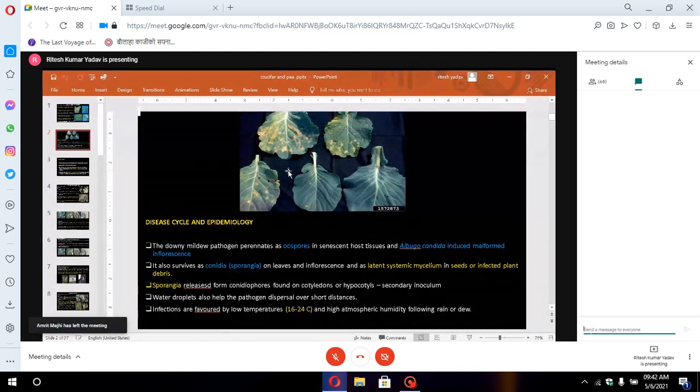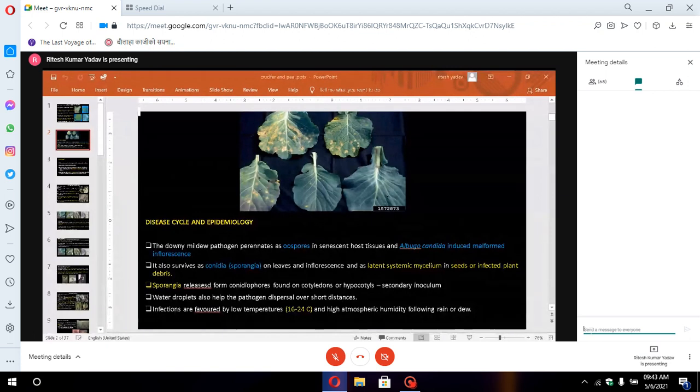They are the result of gametangial contact, and they can undergo dormancy for 1 to 2 years in crop debris, or they can easily permeate in the senescent host tissues or on the crop debris, or they can also permeate in Albugo candida induced, that causes white blister induced malformed inflorescence. So it survives.